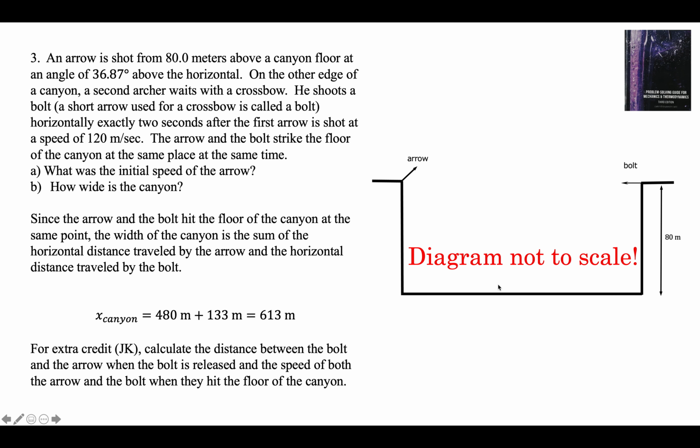That's okay. For extra credit, just kidding, calculate the distance between the bolt and the arrow when the bolt is released, and the speed of both the bolt and the arrow when they hit the floor. Are they going the same speed? Is one going faster? Figure it out.